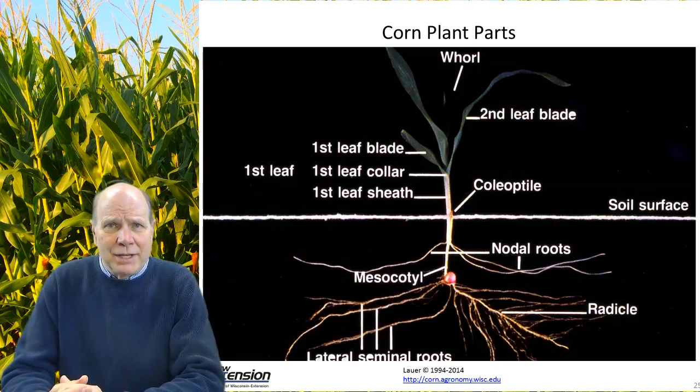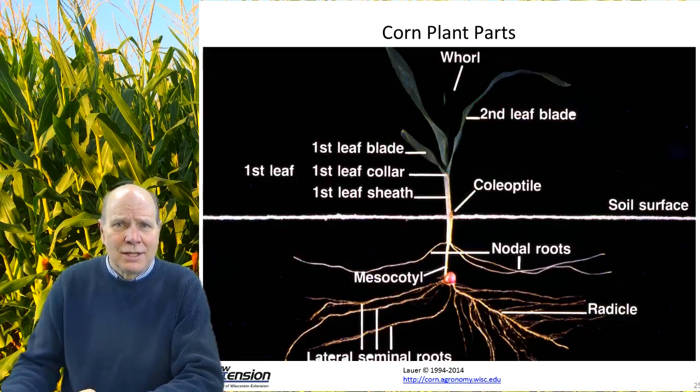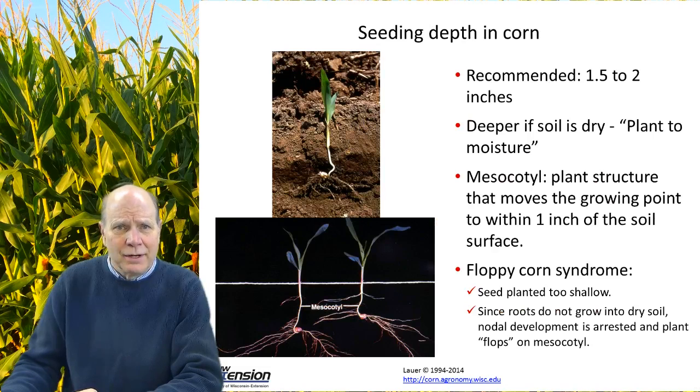So by the time the plant has got to the V2 stage, you can see a lot of the different plant parts present. You see the coleoptile, which stops at the soil surface, the leaves and the whorl of the leaf, the nodal roots that have grown, the radicle and seminal roots, and then there's this structure right here called the mesocotyl, which attaches the seed piece to where that growing point is growing right here, about 3/4 of an inch below the soil surface.